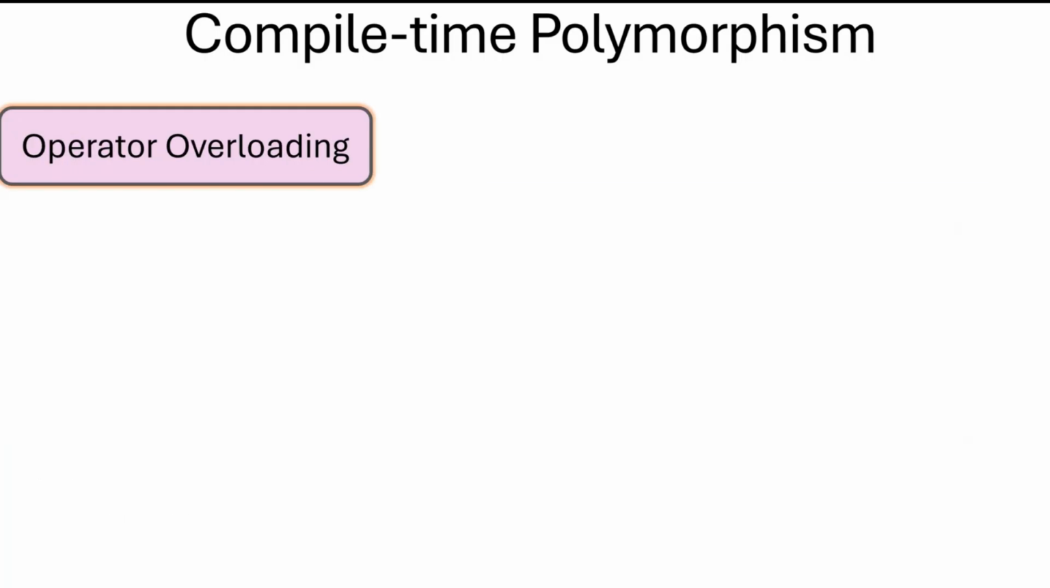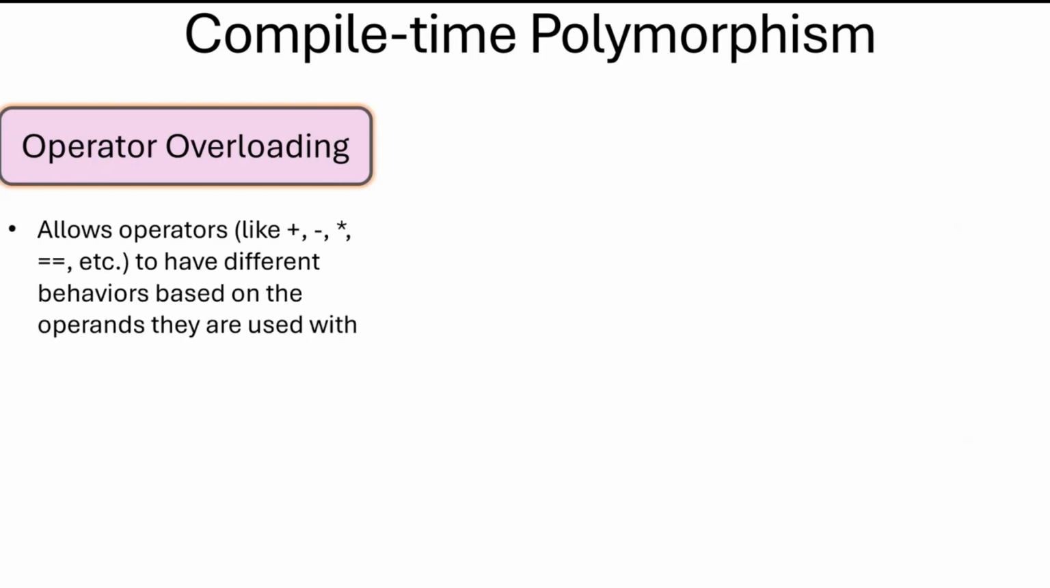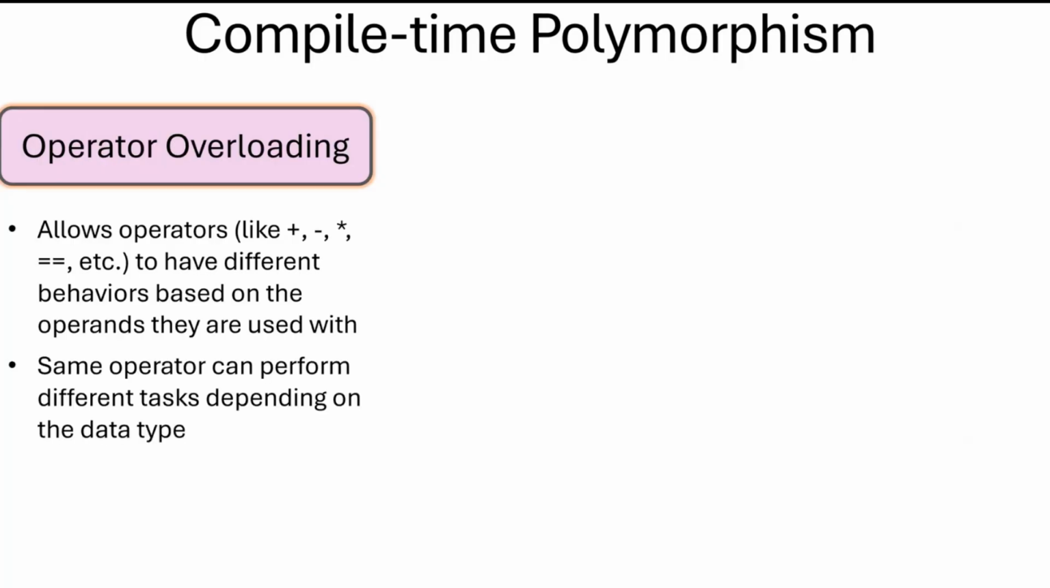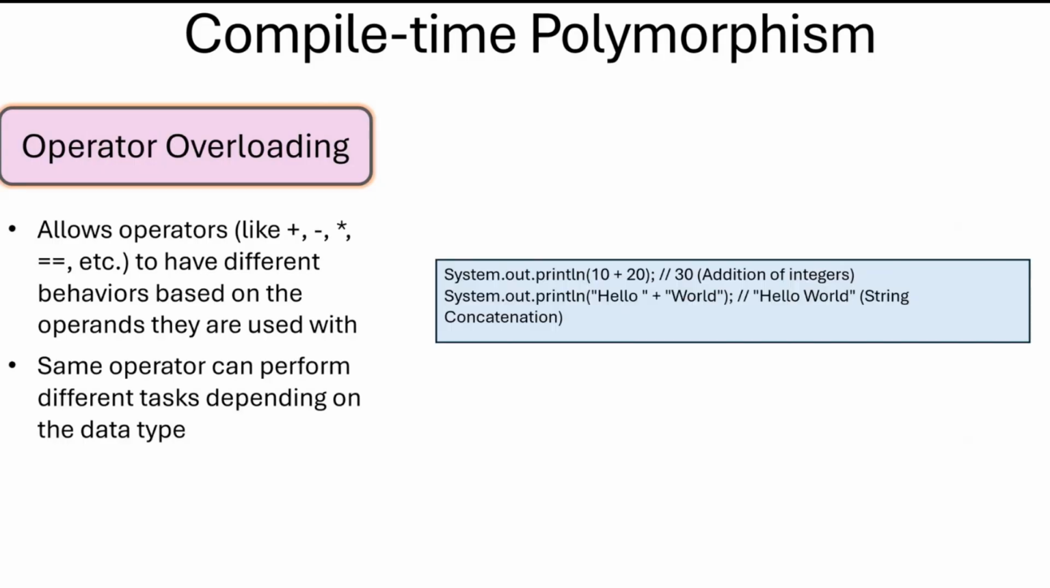The second part of the compile-time polymorphism is operator overloading. As the name suggests, it allows the operators like plus, minus, etc. to have different behaviors based on the operands they are used with. The same operator can perform different tasks depending on the data type of the operands, right? Let's understand these two sentences with an example.